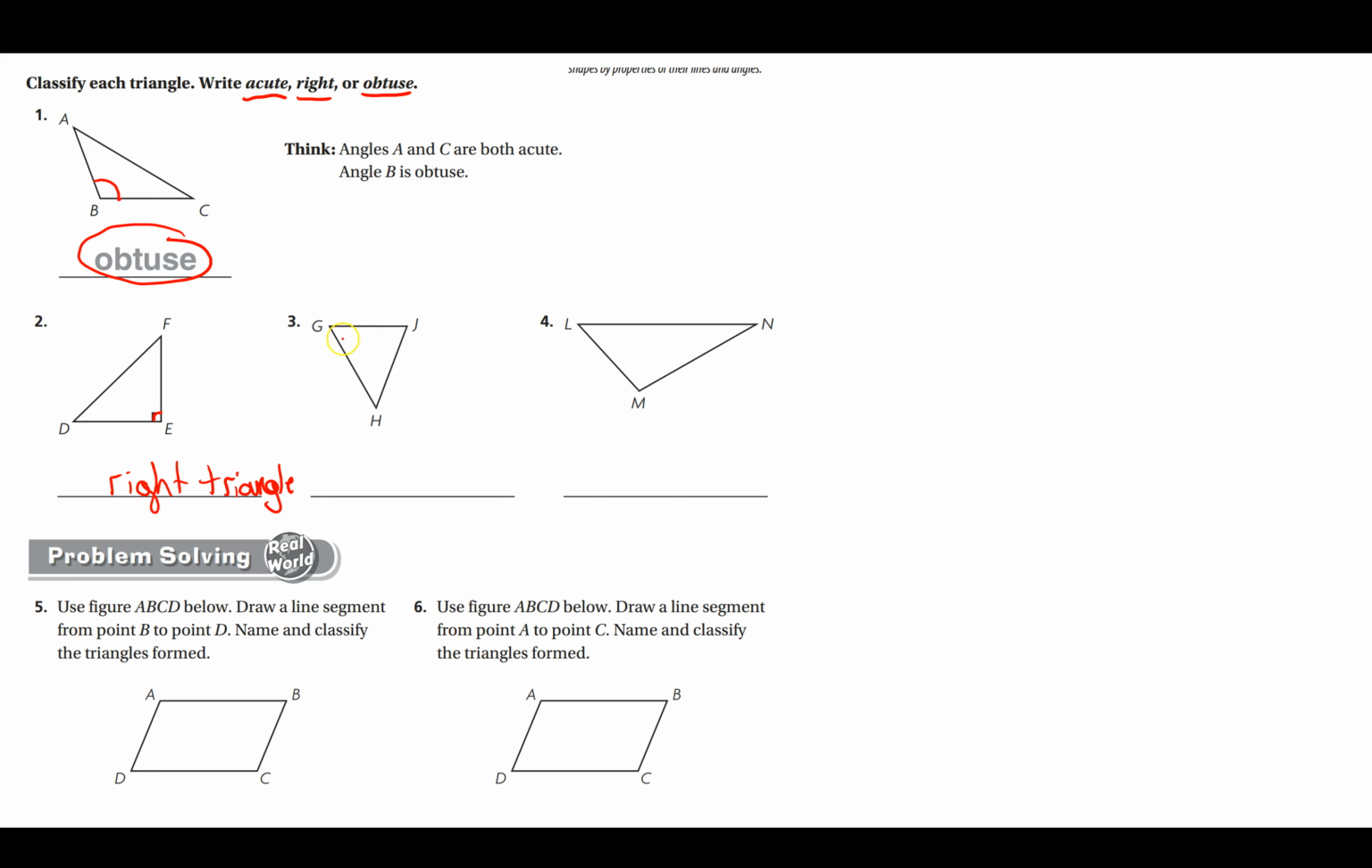Okay, let's see, this angle looks to be acute, this angle looks to be acute, and this angle looks to be acute. So we have no obtuse angles and we have no right angles. They're all acute, so this is an acute triangle. Oops, sorry about that.